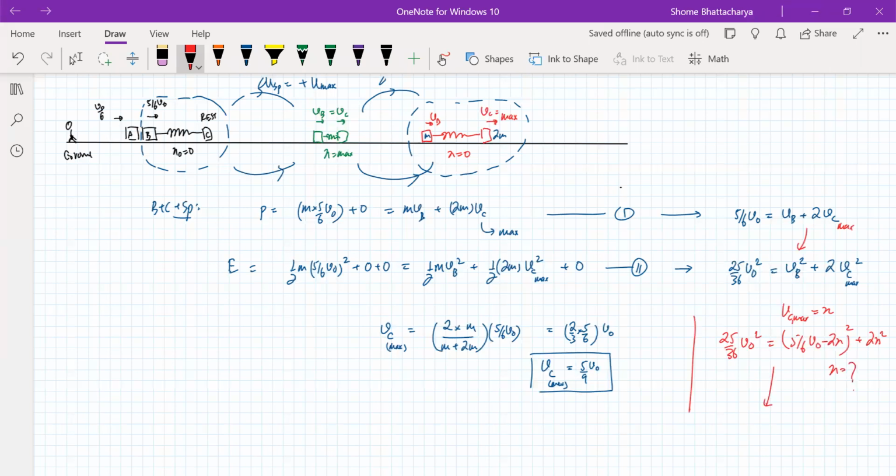Now we already know that one of the roots for this is x equal to 0. So the other root will come out to be 5 by 9 v naught, and that is our VC max. You can see in this equation that the constant term, 25 by 36 v naught square, will cancel on both sides. So it will be that kind of quadratic equation which has one root 0 and one root positive.